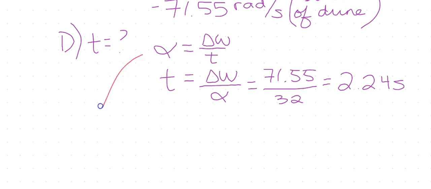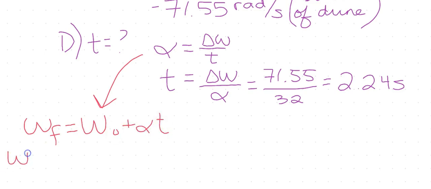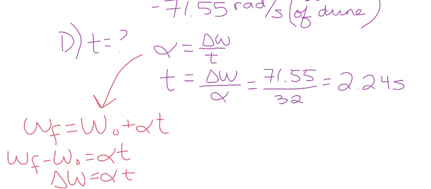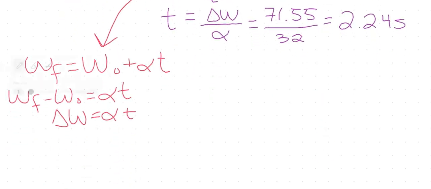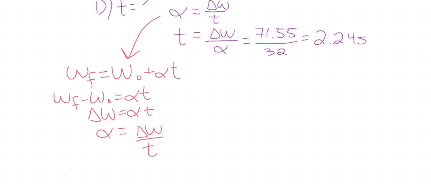So that equation might throw some of you off because you're like, where did that even come from? It came from this equation, which you already have. Omega final equals omega initial plus alpha times time, which you can rearrange to say omega final minus omega initial equals alpha time. Final minus initial is change, so change in omega is equal to alpha times time, which you can then rearrange to say that alpha is equal to change in omega divided by time. So all that put together is how you solve this problem.